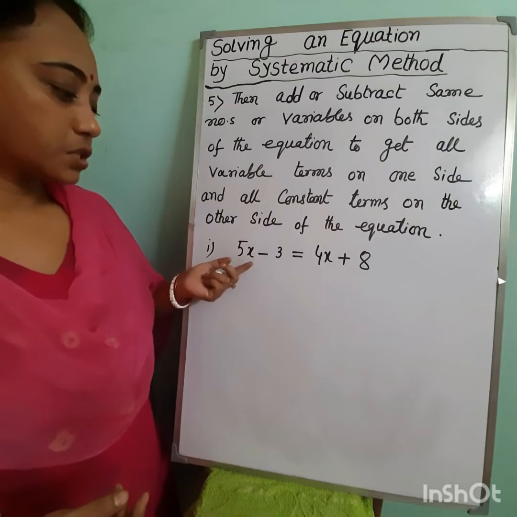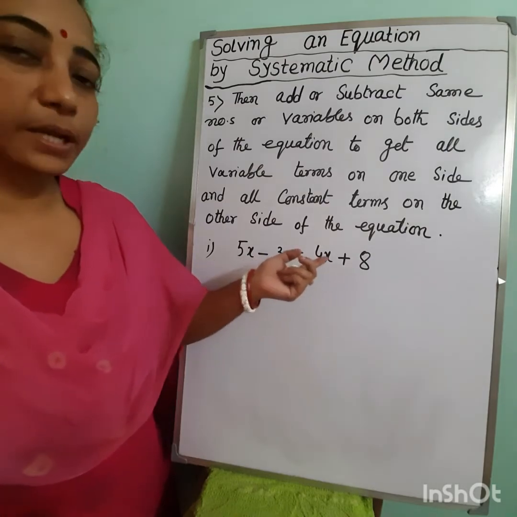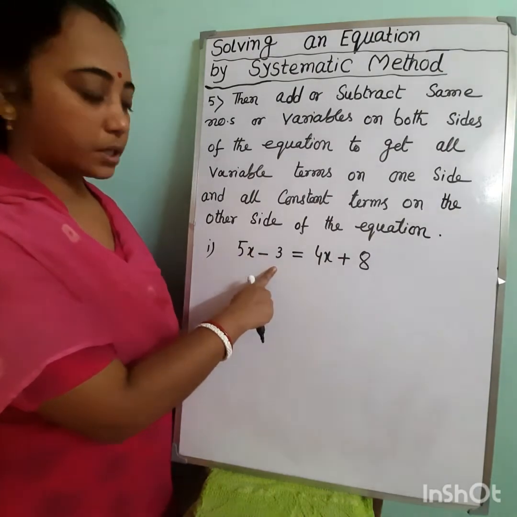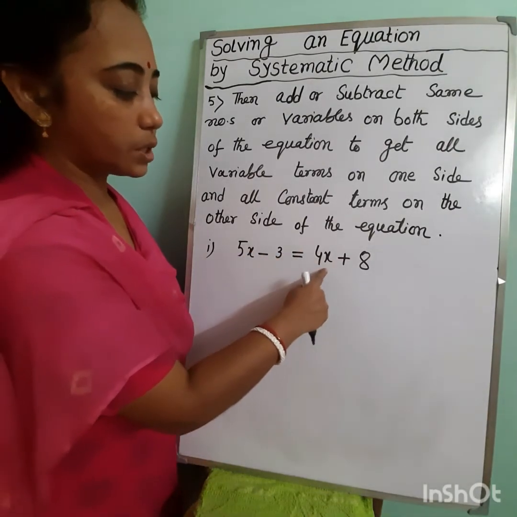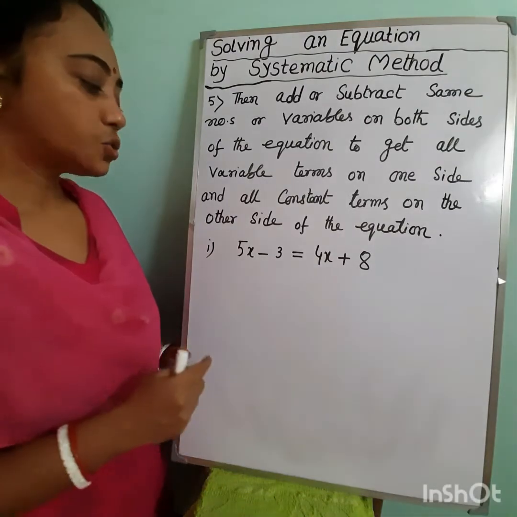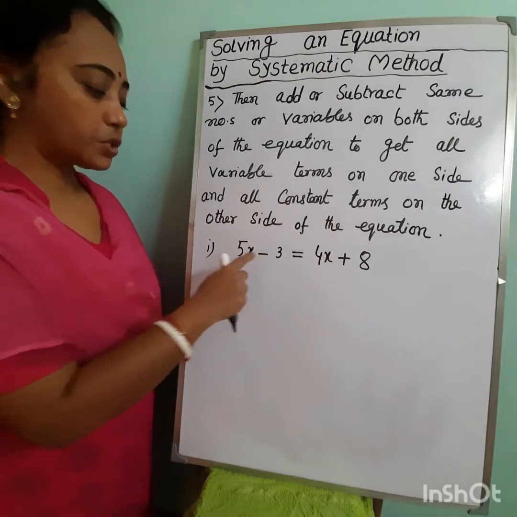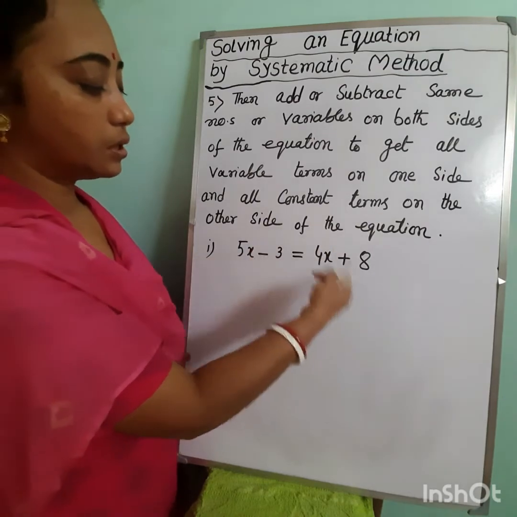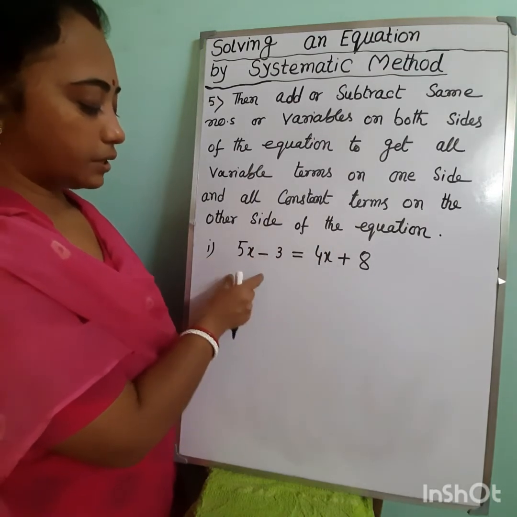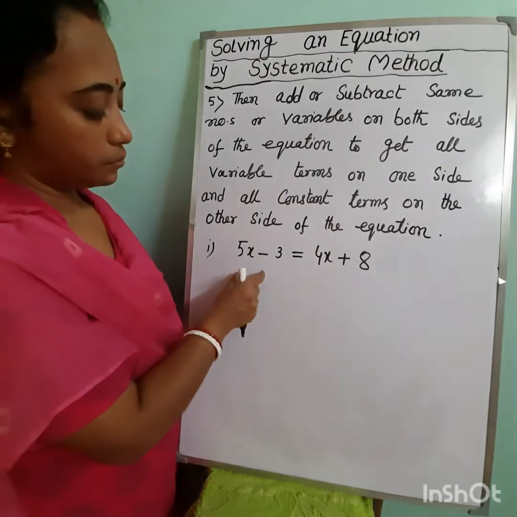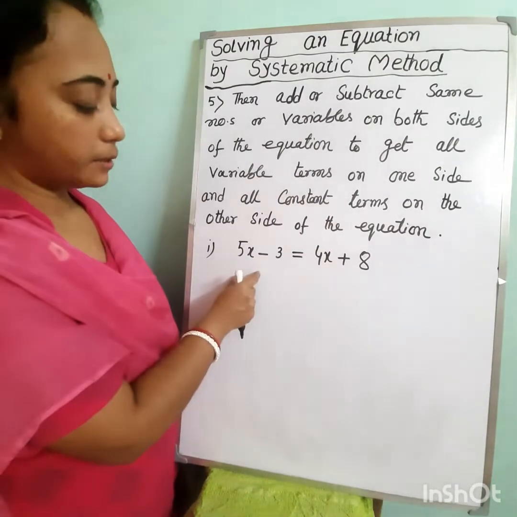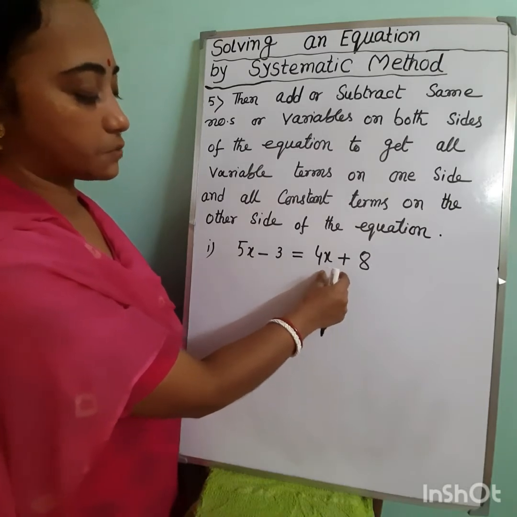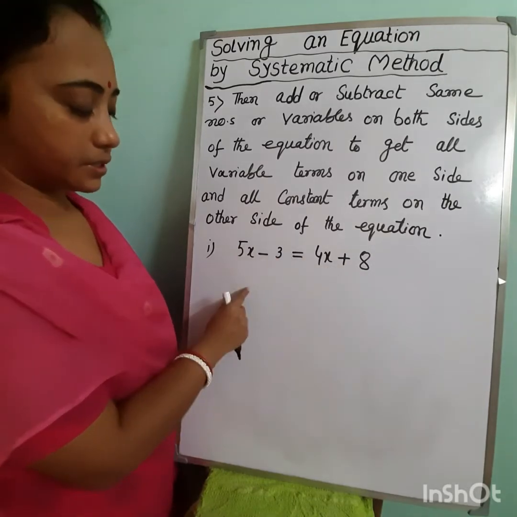Here the given equation is 5x minus 3 is equal to 4x plus 8. Here on the left hand side, variable and constant term both are present. Similarly, on the right hand side, variable and constant both are present. So first we will transfer the constant term from the left hand side to the right hand side, so that on the left hand side only the variable term will be there. Similarly, on the right hand side, the variable is present, that we will transfer from the right hand side to the left hand side.